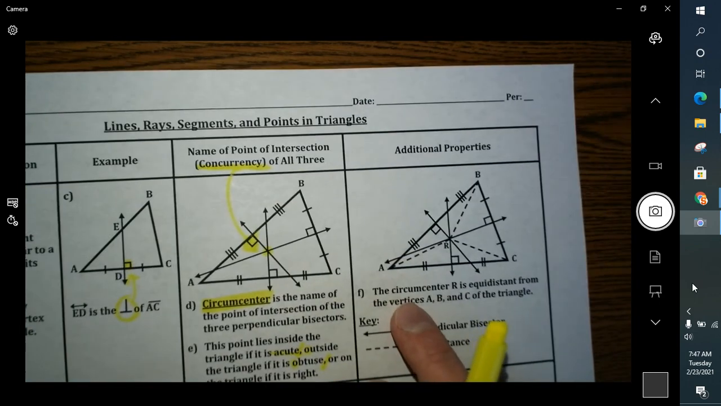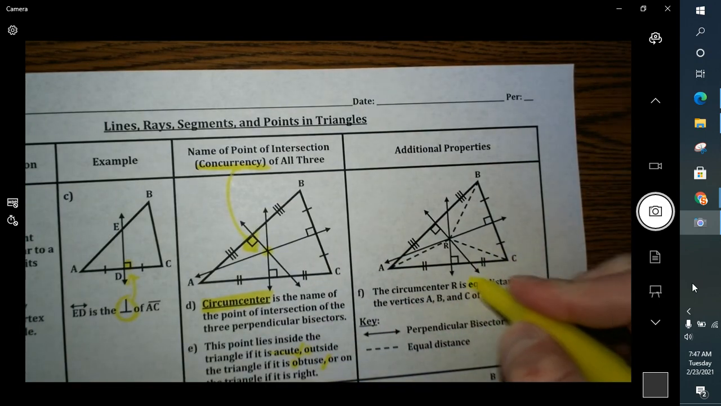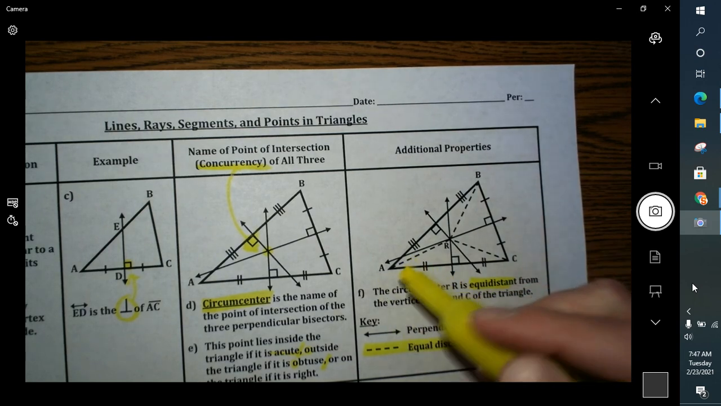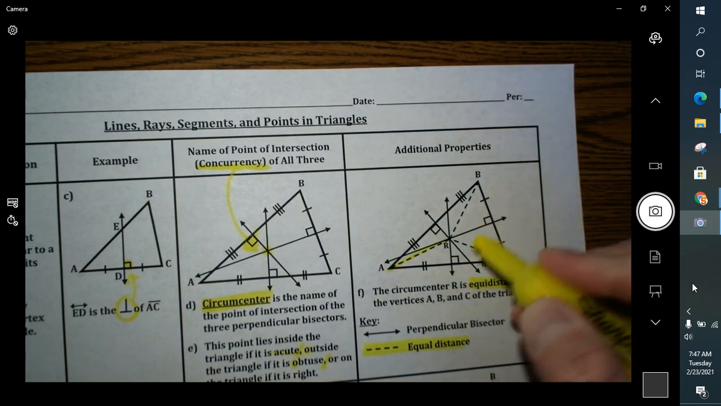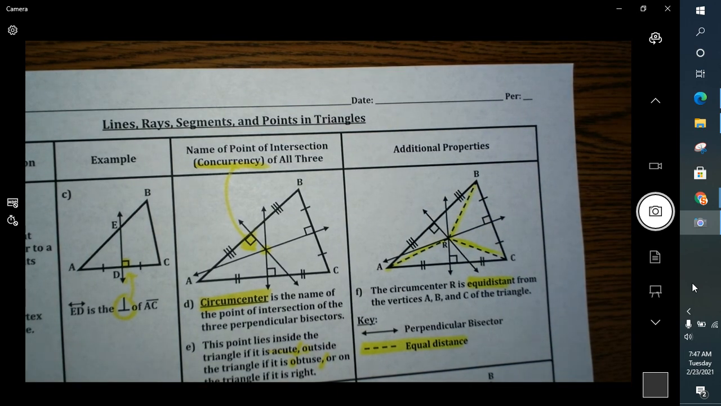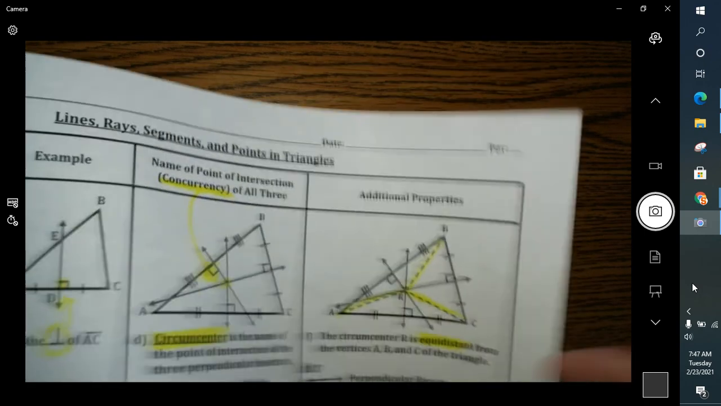And the circumcenter is equidistant, and we kind of see our dotted line here, equidistant from the vertices. And we see our vertices are our angles here. So just kind of note here that when we do those perpendicular bisectors, they actually make a point that's an equal distance from each vertex in that triangle. Awesome. Let's move into angle bisectors.